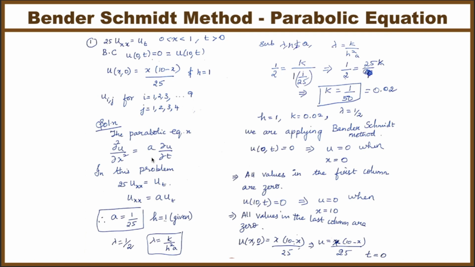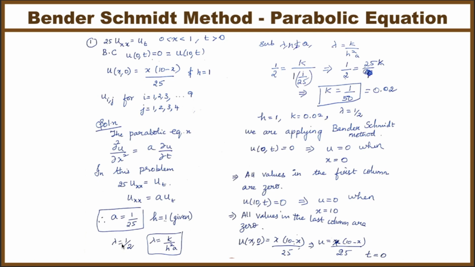But by the parabolic equation, it is uxx is equal to a into ut. So comparing these two, what is a equal to? This comes here, so it is 1 by 25. Good. So a is equal to 1 by 25, and h is equal to 1. The value of h is given, that is h is equal to 1.